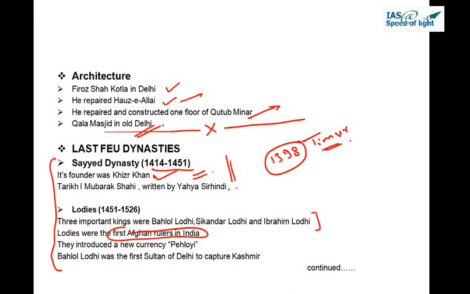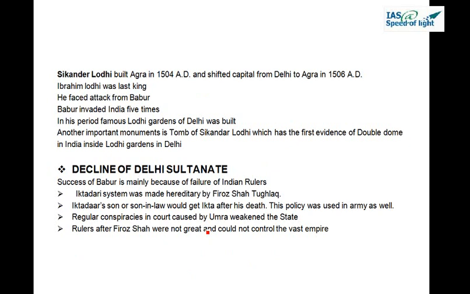So Bahlol Lodhi was the first Sultan of Delhi too who captured Kashmir as well. They introduced a new currency called Pehloi. After the death of Bahlol Lodhi, Sikandar Lodhi ascended the throne. Sikandar Lodhi, same as Firoz Shah Tughlaq, showed little tolerance toward non-Muslims and he reimposed jizya on non-Muslims.